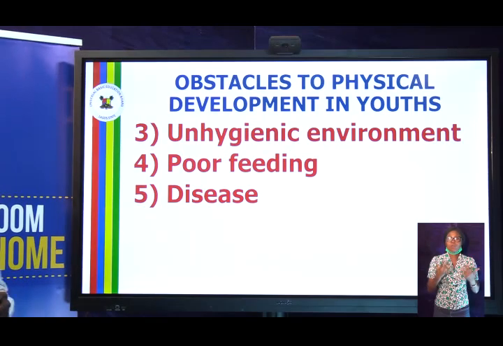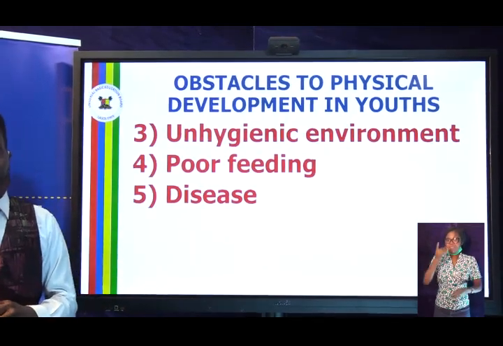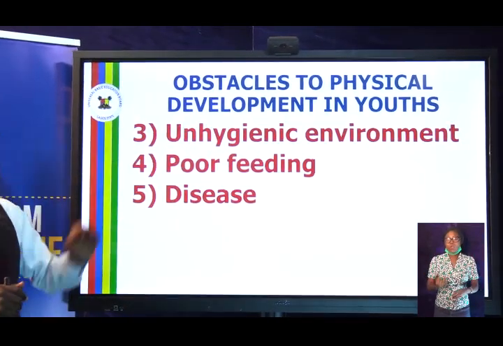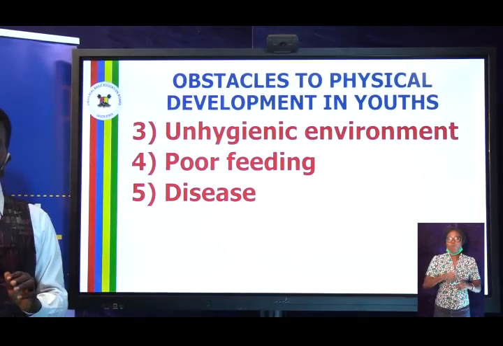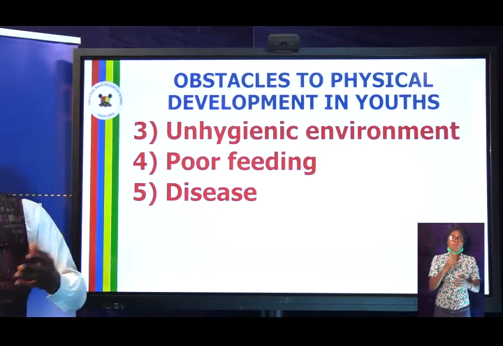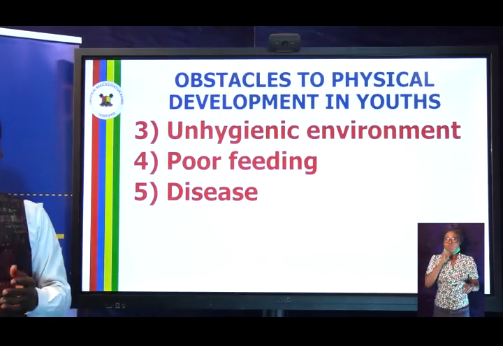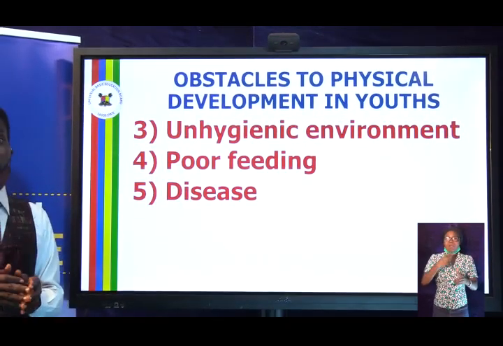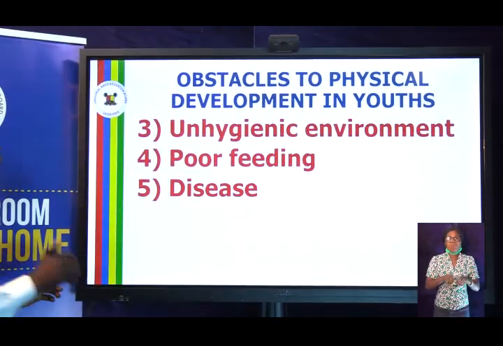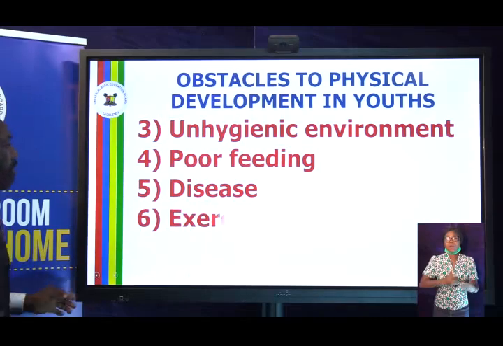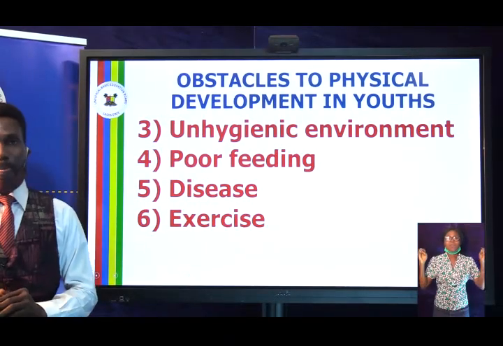Next is disease. Disease is another obstacle to physical development in youth. When disease takes over somebody's life, the person will not grow like the age mate, because such a person's growth will be retarded. You will not be growing as you're supposed to grow. Disease is another factor.